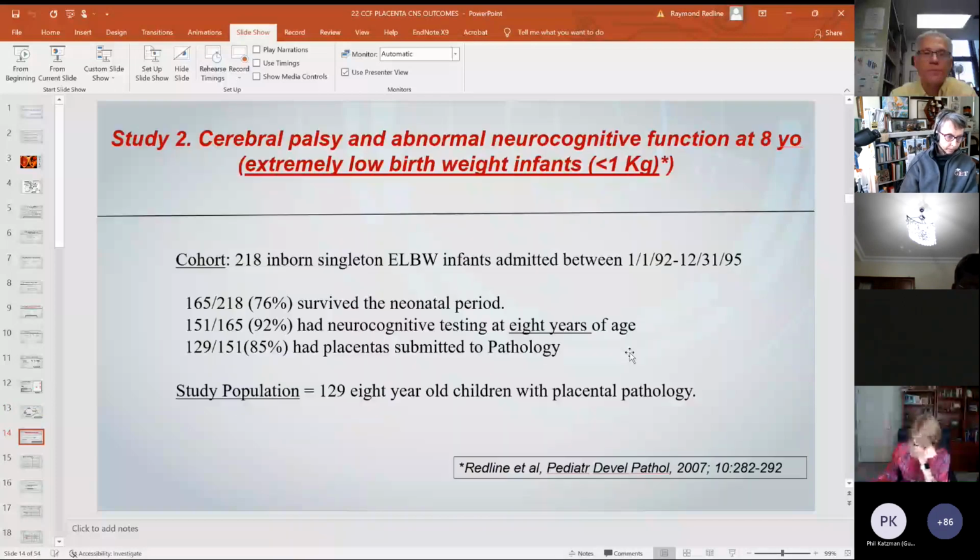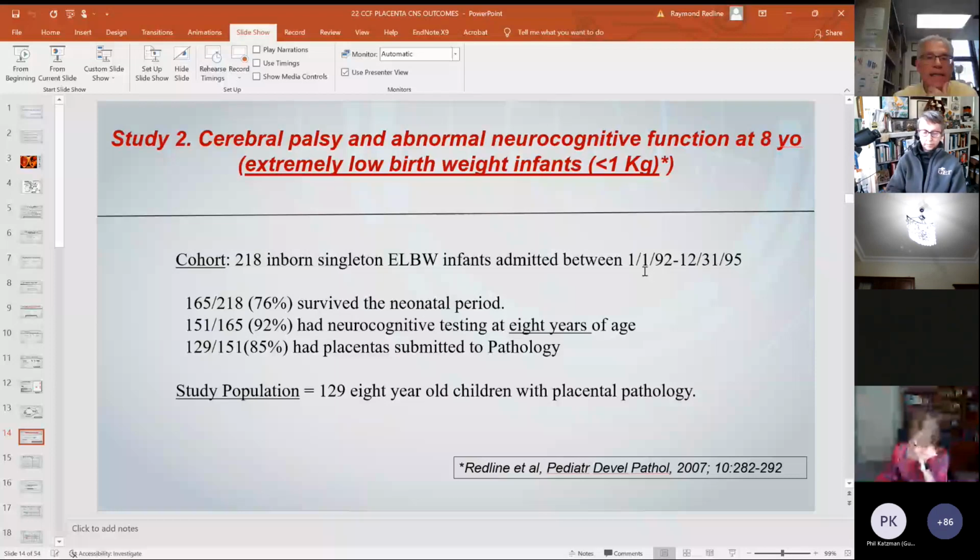So the second study that we published is a different cohort, also from Maureen Hack's long-term follow-up study. But in this case, we're looking at extremely low birth weight infants, so less than 1 kilogram, and we're following them at a much later age, so at 8 years old. And this is a somewhat later group. They were all admitted in the early 90s, or initially delivered in the early 90s.